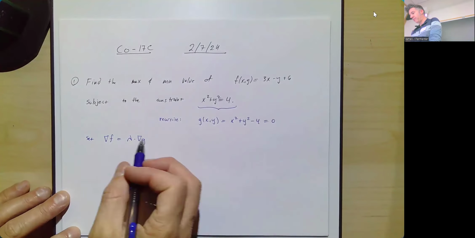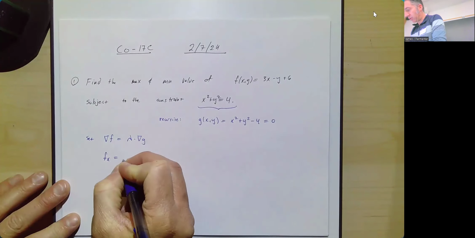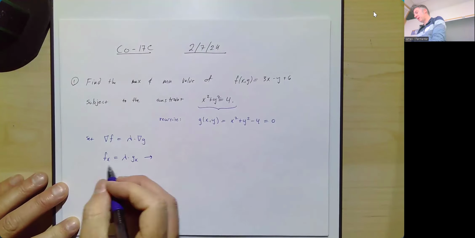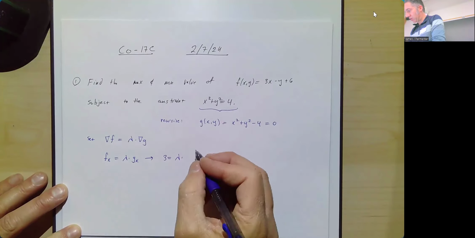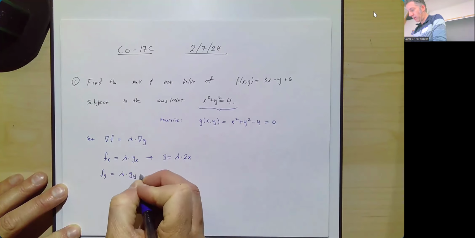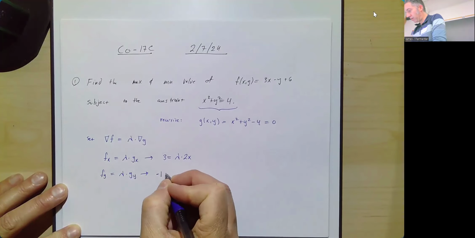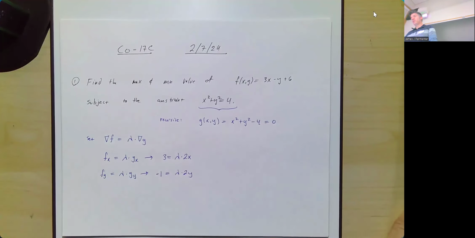All right, so let's see. Gradient of f, just do each part individually. First set the partials equal to each other. fx equal to lambda times gx, which you could skip writing and just write that fx is 3 and lambda times gx is 2x. Similarly, fy is going to equal lambda times gy, which becomes -1 equal to lambda times 2y. I'm going to solve this the way that he seems to prefer. Either way is fine, but figuring out what lambda and mu are, if there's a mu, is probably more complete.